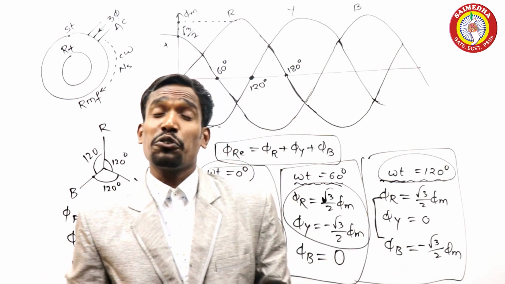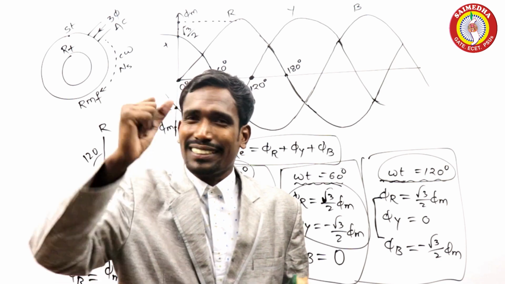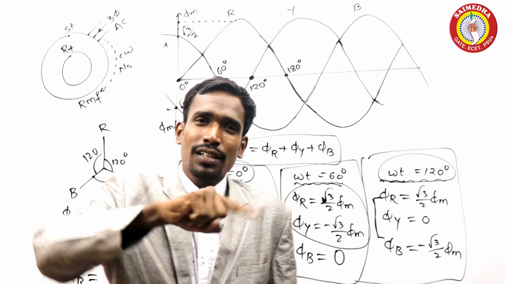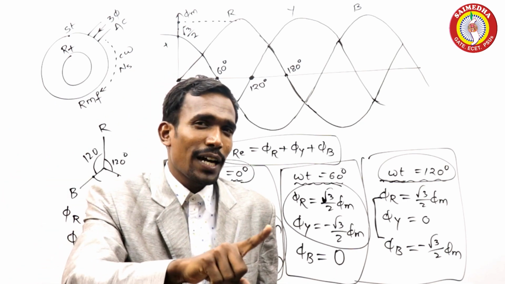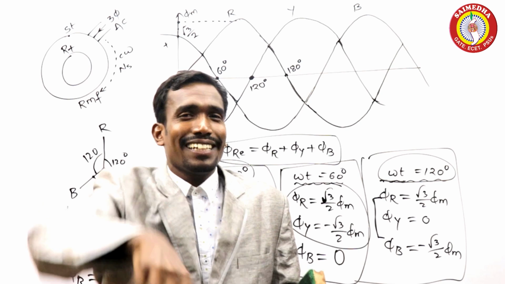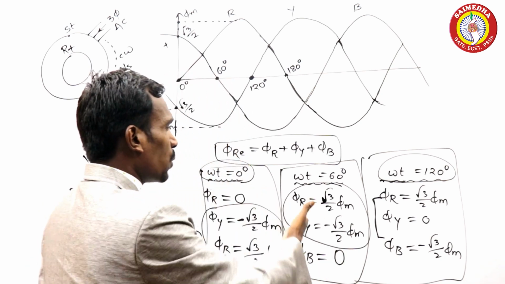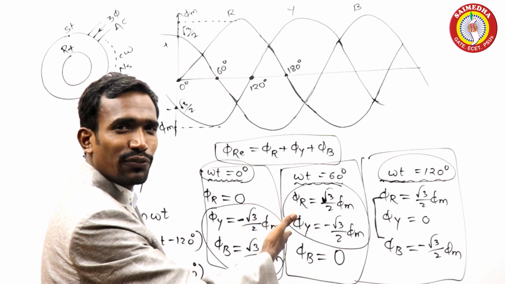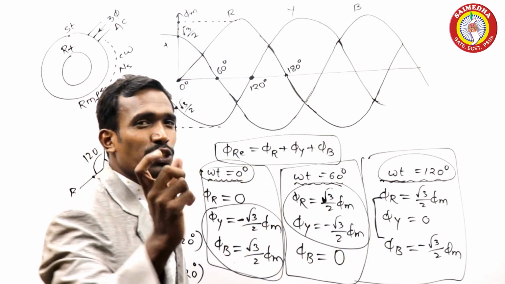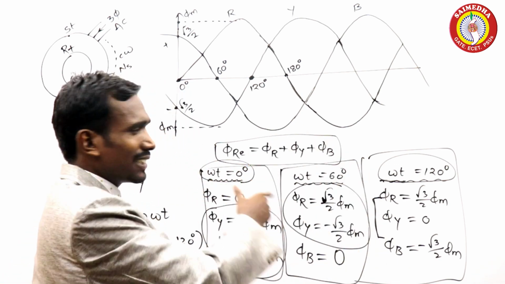We have a formula to find out the resultant flux of 2 vectors. What is that? Phi resultant is equal to square root of phi 1 square plus phi 2 square plus 2 phi 1 phi 2 cos theta. Let's do the resultant vector or resultant flux for these 3 situations. Right? Let's see.